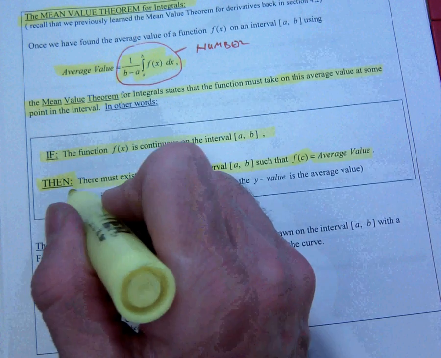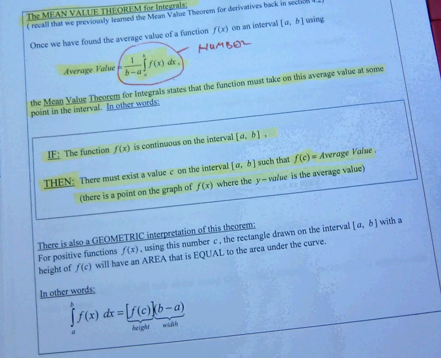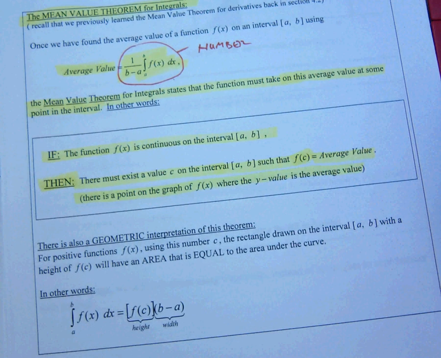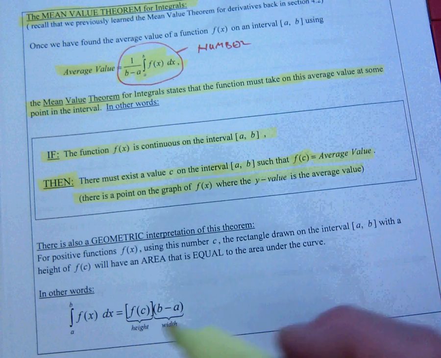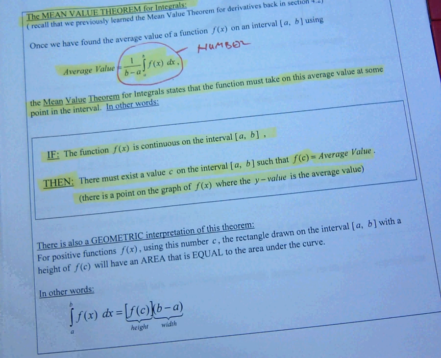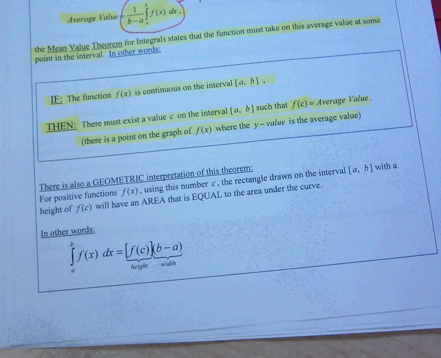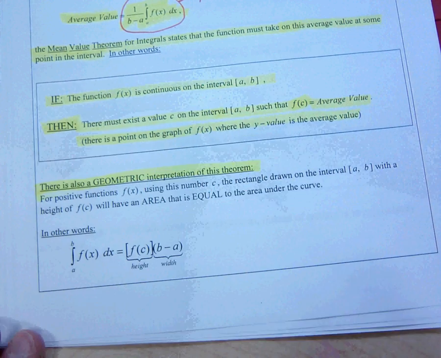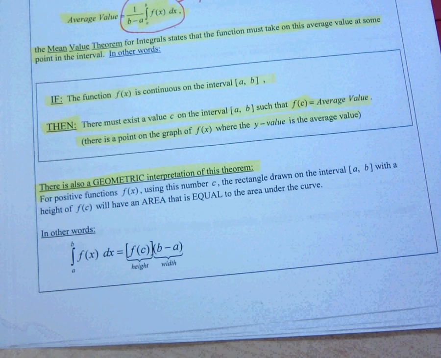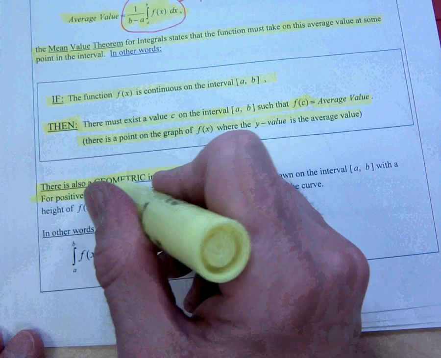Another way to put this is that there's a point on the graph of f where the y value is the same as the average y value on the whole interval. That's one way to look at it. Now, there's another thing you need to know, and this is a geometric way of interpreting the theorem. I know this is going to get confusing, so please watch. And again, this only works for positive functions.